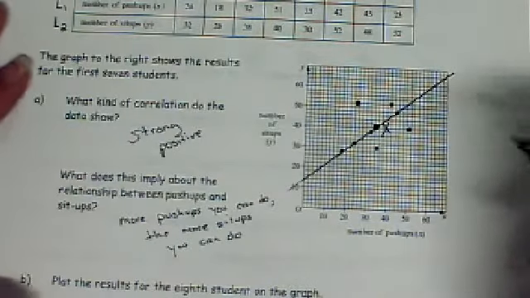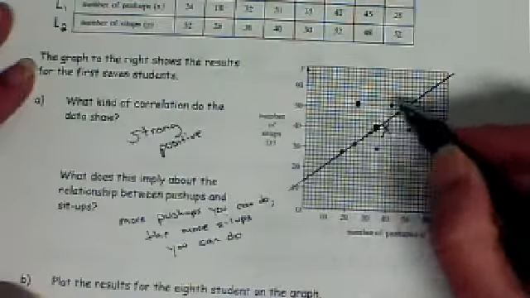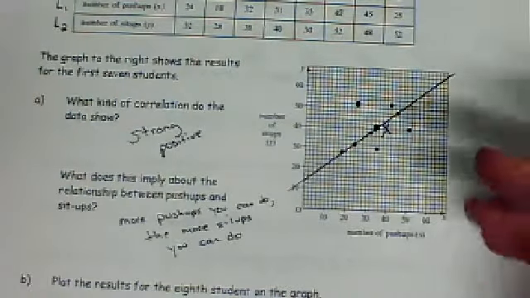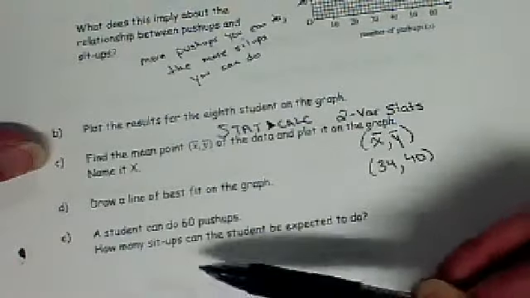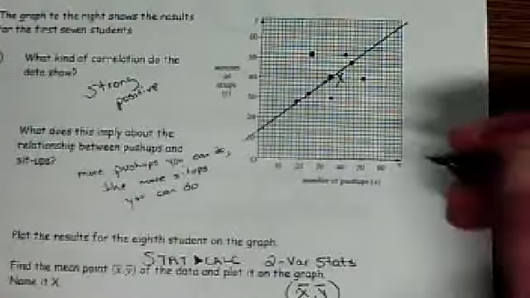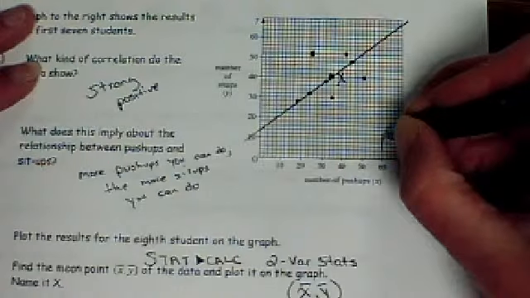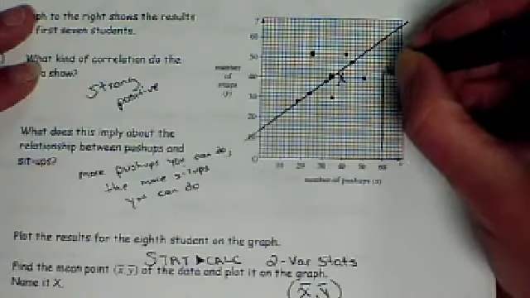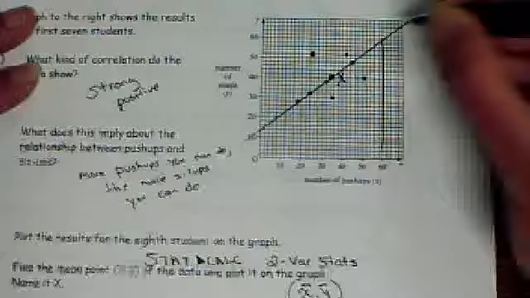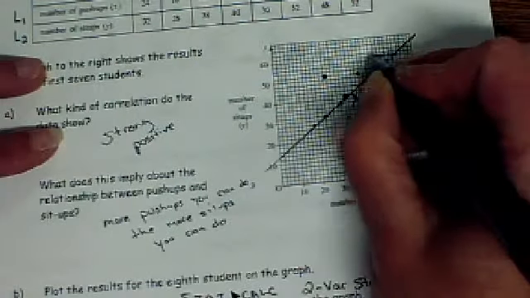You can use a line of best fit to make predictions. Now, it doesn't always come true because we have these points that are off of that line. But the prediction we can make is if a student can do 60 push-ups, how many sit-ups can they do? Well, you could use the line and go to where 60 is. And then follow back. And it would be 60 sit-ups.